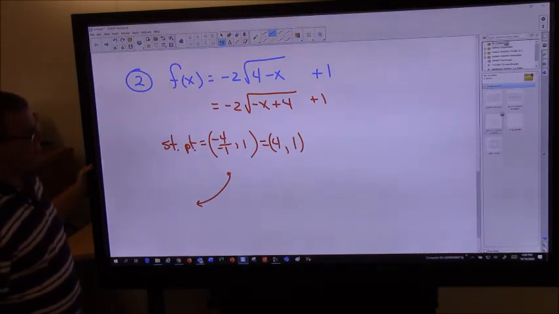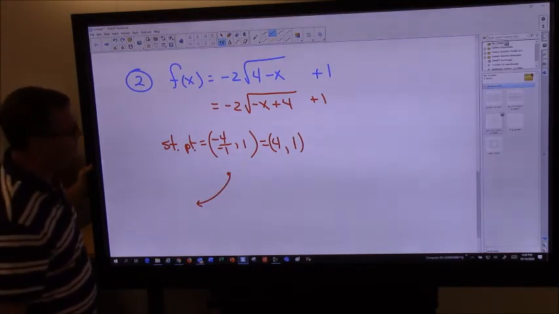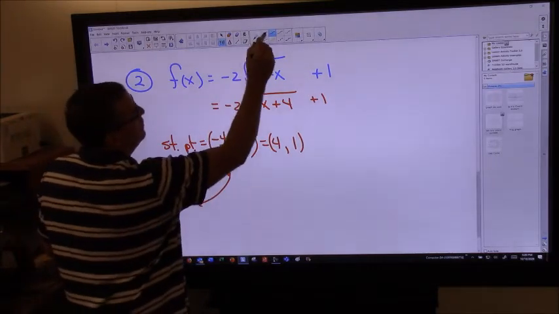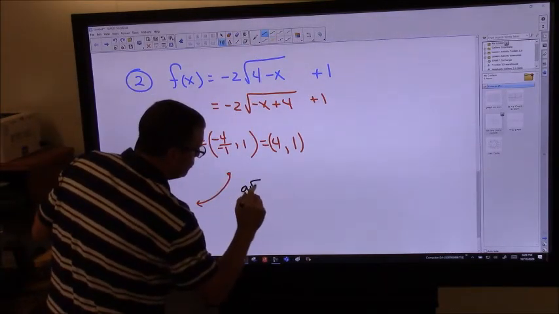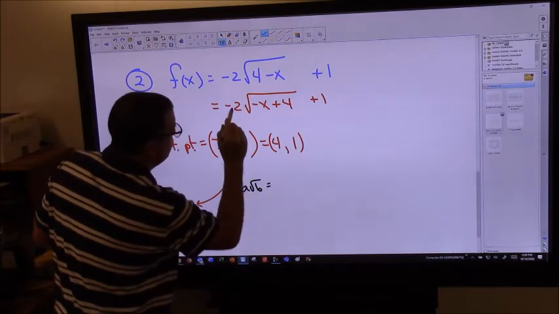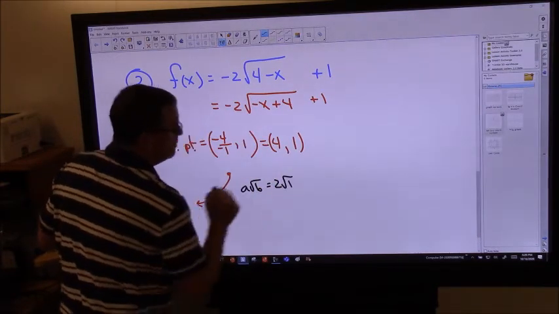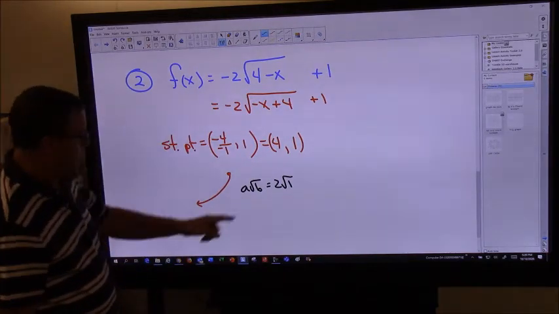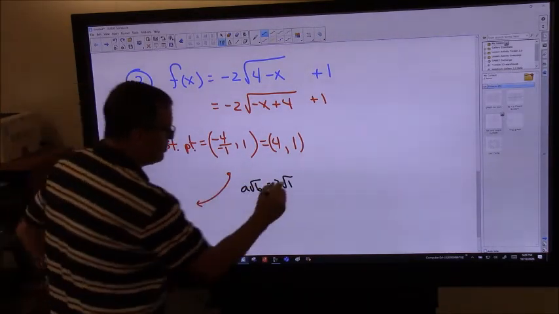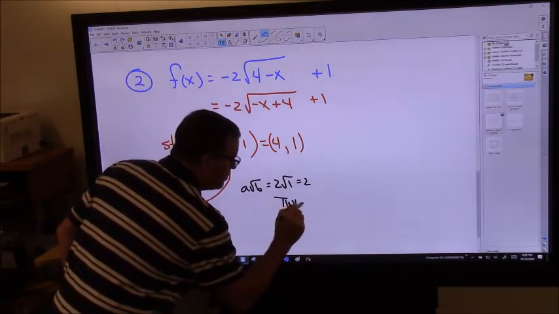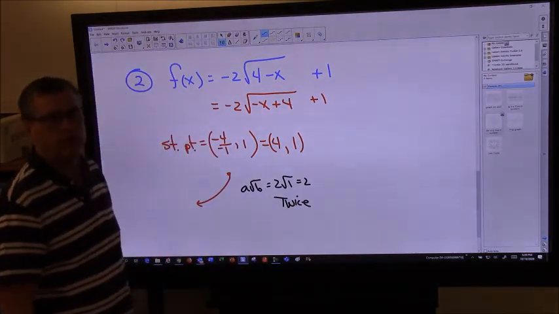And then my last thing to consider is, is it a normal graph? This is where I ignore the negative signs. I just want to think, okay, the square root of b equals 2 times the square root of 1. I'm ignoring the negative signs. So that's 1 times 2, that's just going to be 2. So I need to do twice as much as what's normal.